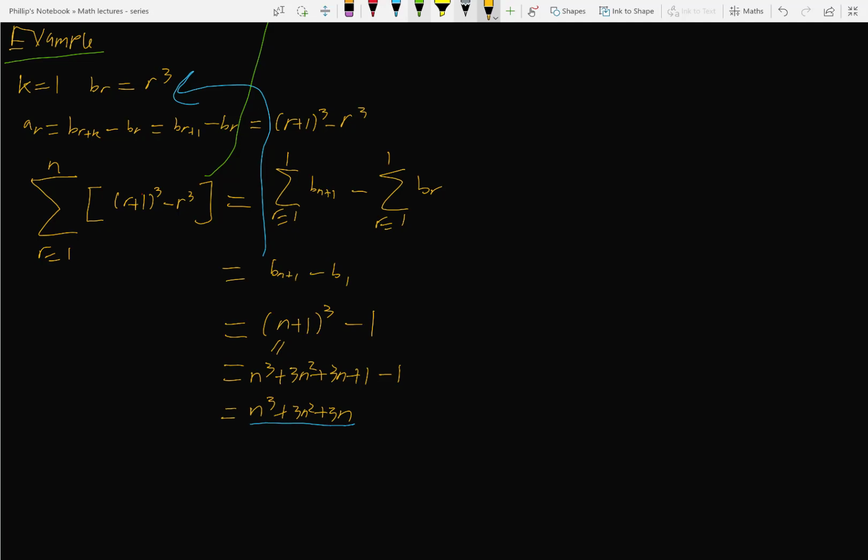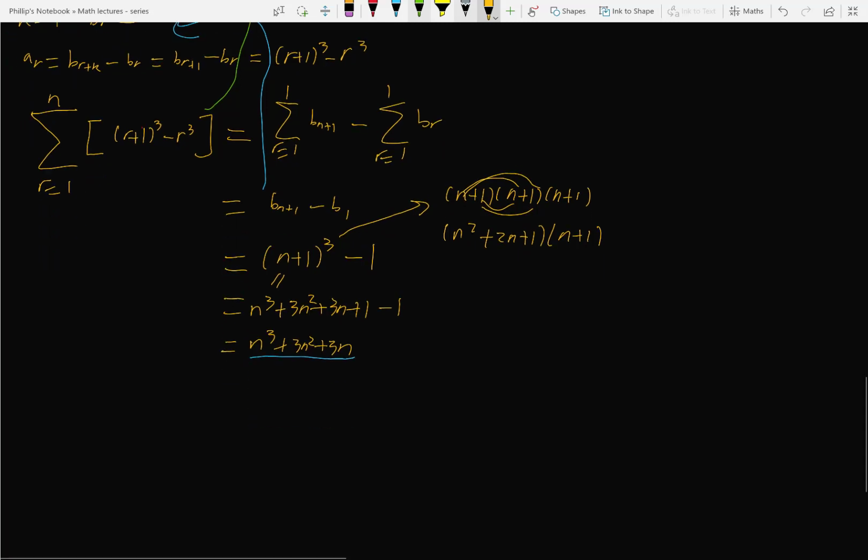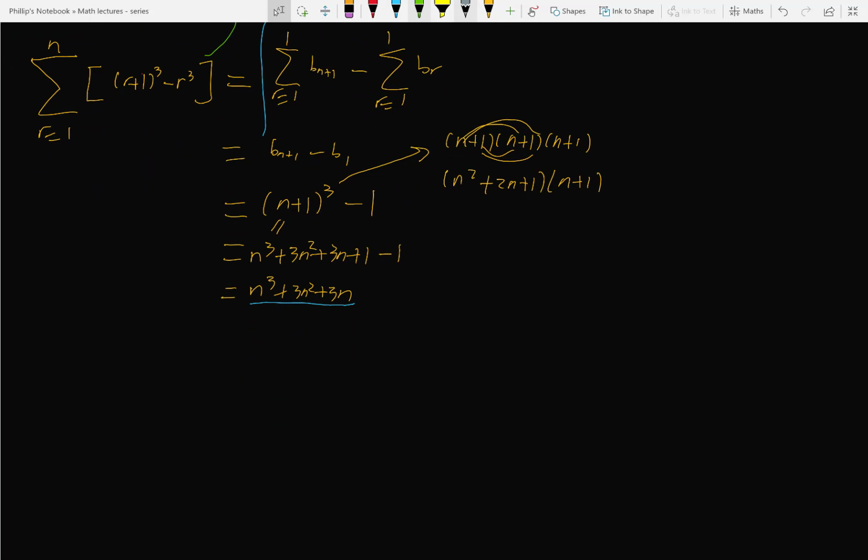We're going to look at the binomial theorem in the other solution. If you're not sure how I got from this to this, for the purpose of this video, just do the multiplication manually. So n squared plus n plus 1, and then multiply that by n plus 1. I'm not going to continue, you can do it yourself. You'll verify that you get n cubed plus 3n squared plus 3n plus 1. Okay, so that's a telescoping series, and that's the solution.